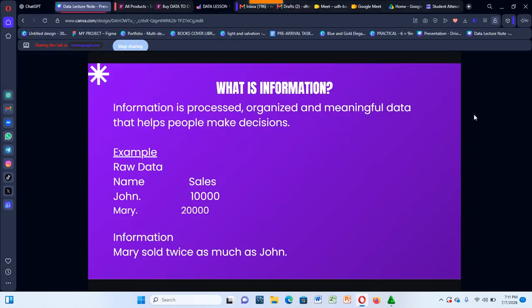Now, moving forward, we have the question again: what is information? Information is processed, organized, and meaningful data that helps people make decisions. It has been processed, it has been organized, and it is now meaningful data that helps people make decisions. It is something extracted from the data you had before, giving you things that make sense to you now, in order to have good decision making.